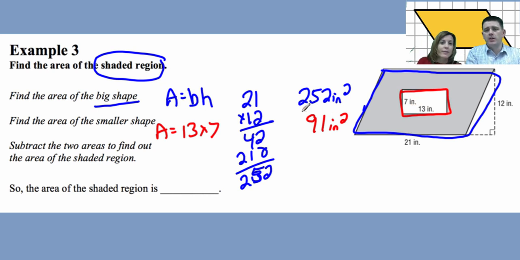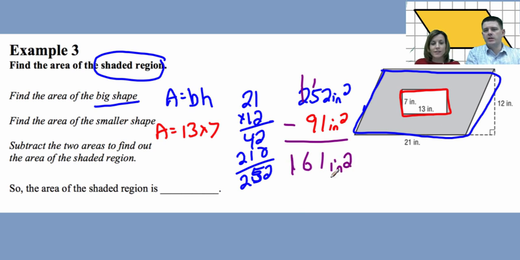Step 3, different color. I'm going to go with green. Oh no, I hate green and red. Yes, you do. Subtract the 2 areas to find the area of the shaded region. So fancy borrowing, here we go. So 161 inches squared is left over. So the area of the shaded region would be 161 inches squared.